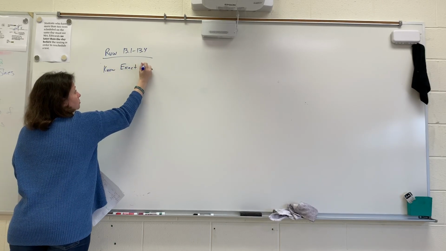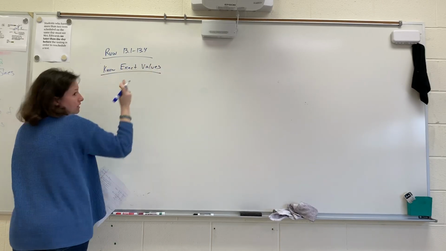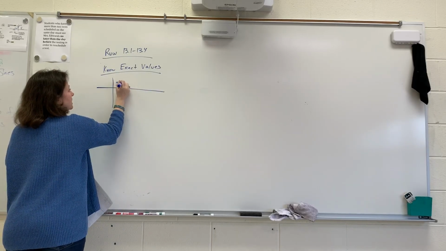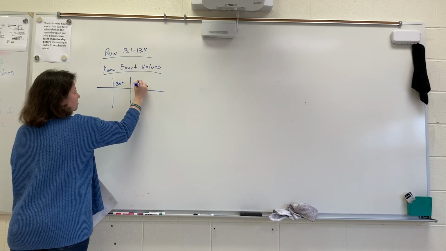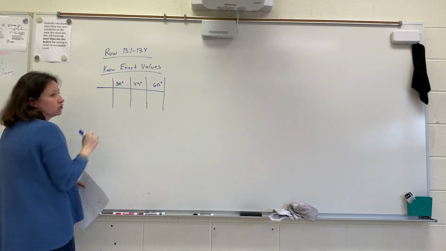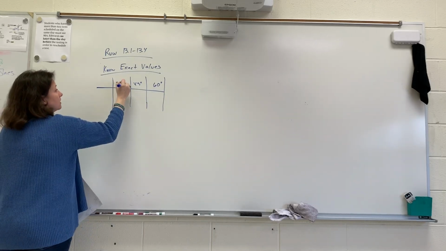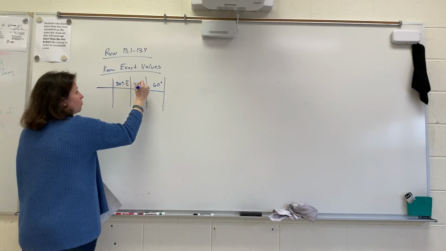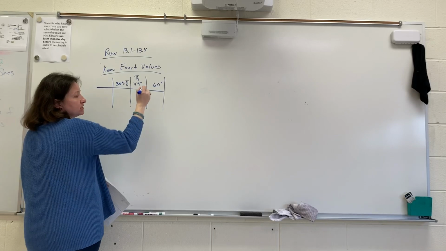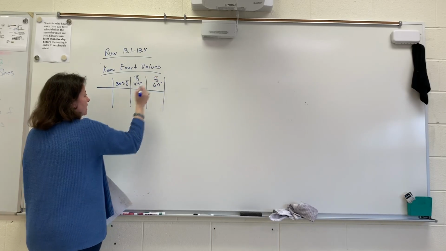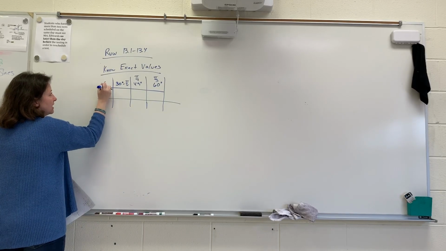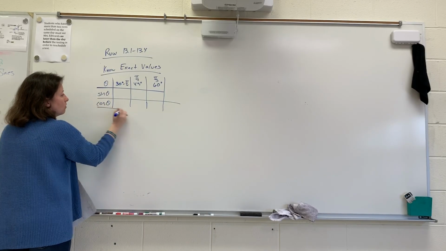So you need to make sure you know, what are the 3 big angles you need to know them for? That's right, 30 degrees, 45 degrees, 60 degrees. You might have to know them in radian mode. What is 30 degrees in radians? Good, pi over 6. What is 45 degrees in radians? Pi over 4. What is 60 degrees in radians? Pi over 3.